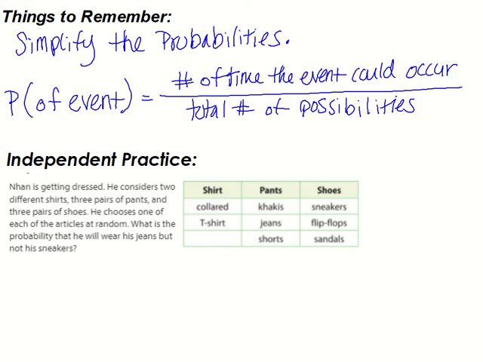My hint to you is use a tree diagram. Okay, set up a tree diagram for this one. Start with your shirts, then make your pants branches, and then make your shoe branches. Okay, so use a tree diagram. That's my hint for you.